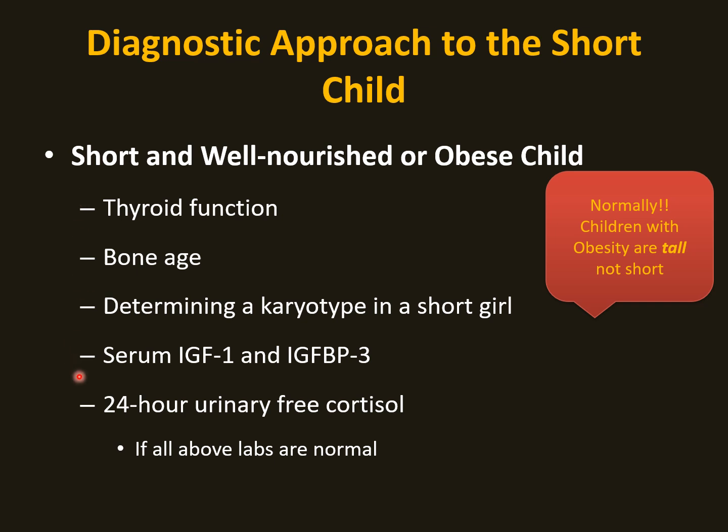If all the investigations above are normal, the next step is to screen for Cushing syndrome by doing a 24-hour urinary free cortisol with creatinine. If it's positive, this is suggestive of Cushing syndrome. Cushing syndrome should be suspected in a short and obese child, especially if they have hypertension. It is rarer than the above causes, but it should be considered in the differential.